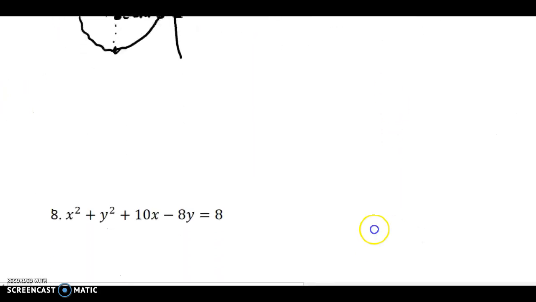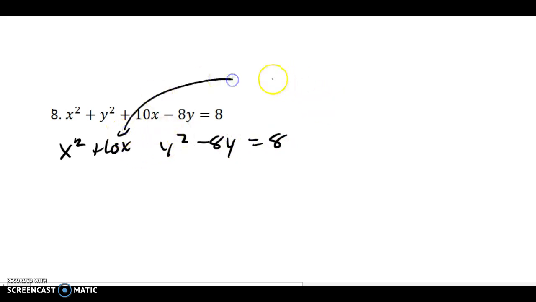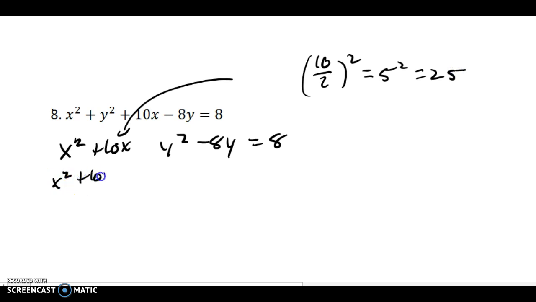Next, we're going to actually use complete the square. So I just want to show you, if I reorganize this, I have x squared plus 10x, and I have y squared minus 8y equals 8. And we're going to do complete the square. So remember, we take this term here, and we cut it in half. So we take 10 and divide it by 2 and square it. So we get 5 squared is 25. So we're going to add and subtract 25. So x squared plus 10x plus 25 minus 25.